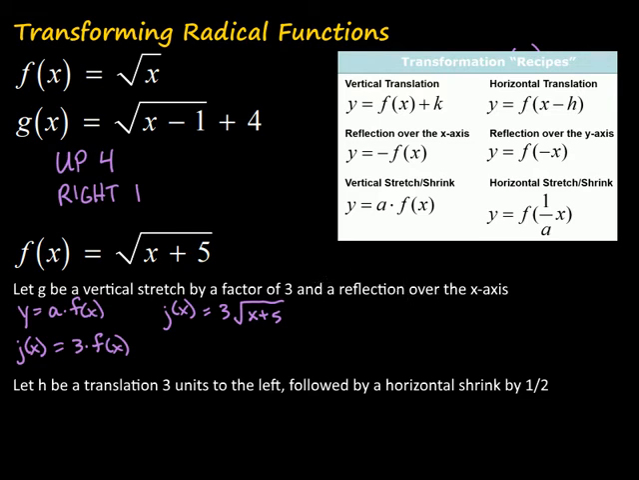Well, let's take a look at what we have going on there. And a reflection over the x-axis, notice our recipes. If we go right here, it's this one. So this is now going to be my g.